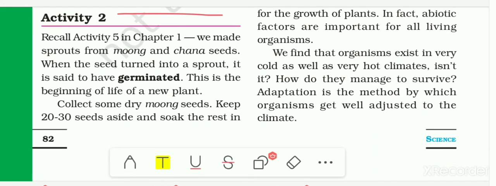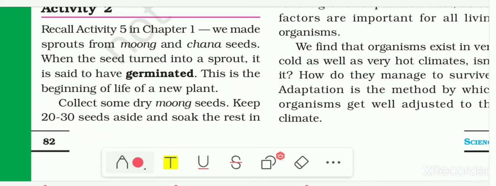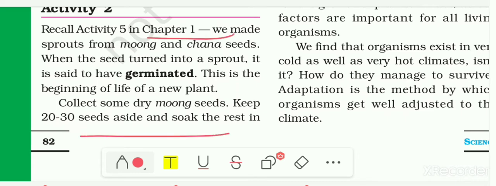For that you have to recall activity number 5 in chapter 1. We had performed that, and in that we made sprouts from moong and chana seeds. When these seeds turn into a sprout, it is said that they have germinated. When you get sprouted seeds, you can say that these seeds are germinated. And this is the beginning of the life of a new plant.